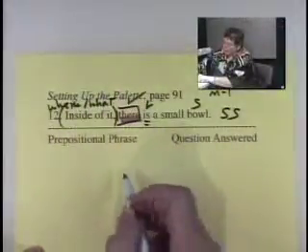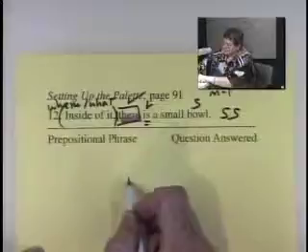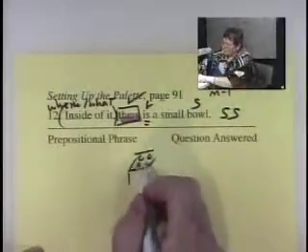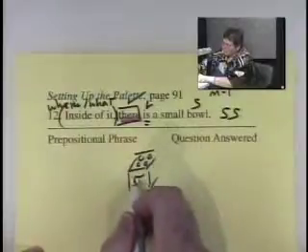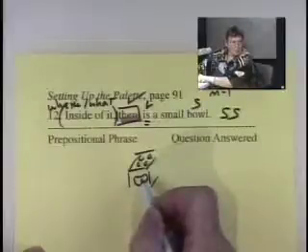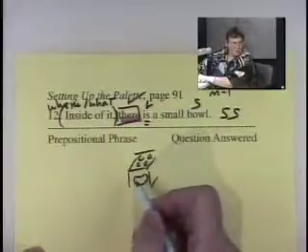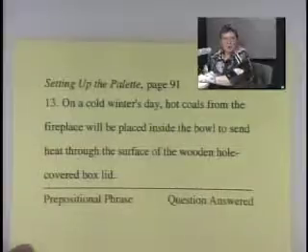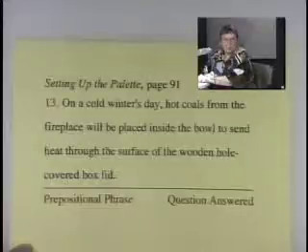So what we're talking about is this box on the floor, right? And on the top layer, there are holes. And over here, there's a little bowl. And in that bowl, this is the way you keep your feet warm. You put coals or something, and then you put your feet on top of that box on a cold winter's day. They didn't have any central heating. I imagine it gets kind of cold in Holland in the winter. On a cold winter's day, hot coals from the fireplace will be placed inside the bowl to send heat through the surface of the wooden hole-covered box lid.